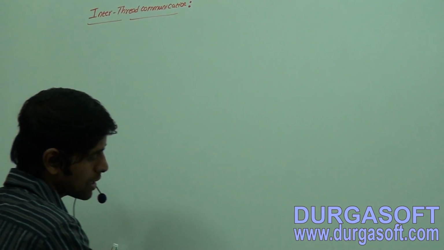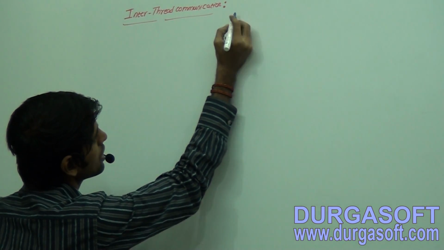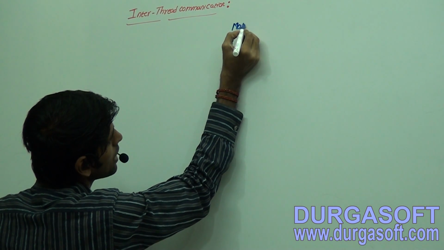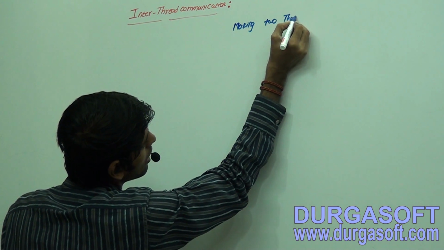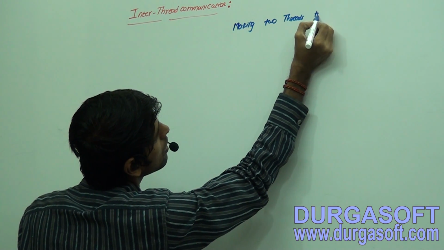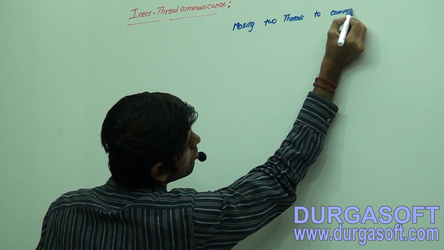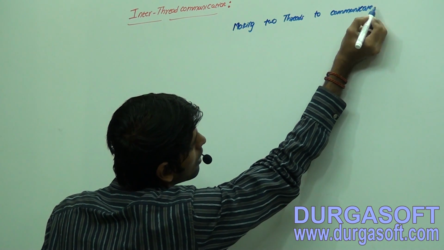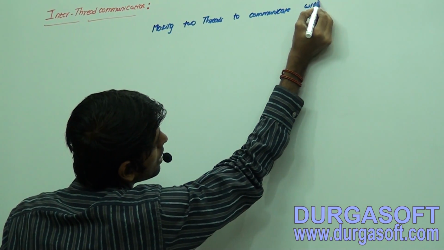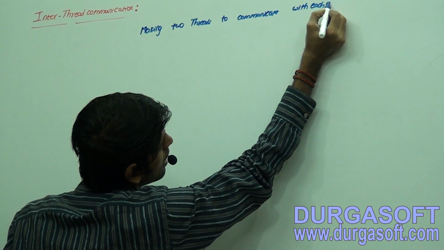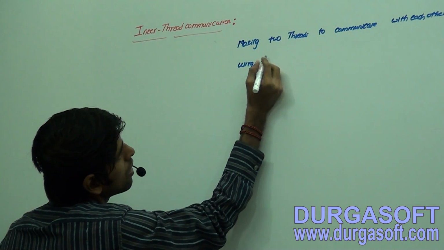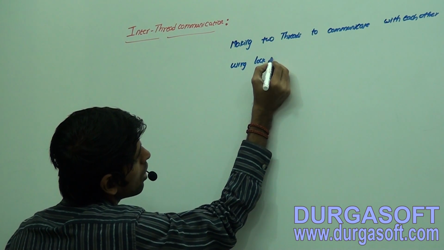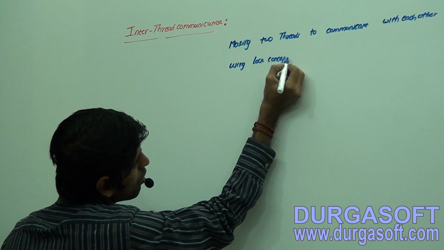So what is this inter-thread communication? Let me put the definition, guys. The definition is: making two threads communicate with each other, using the lock concept. That lock can be whichever lock.